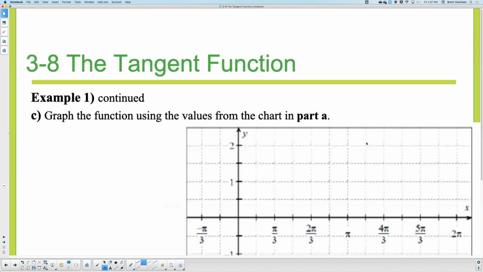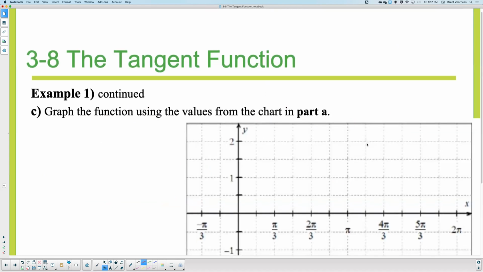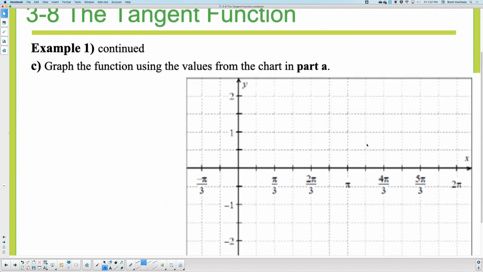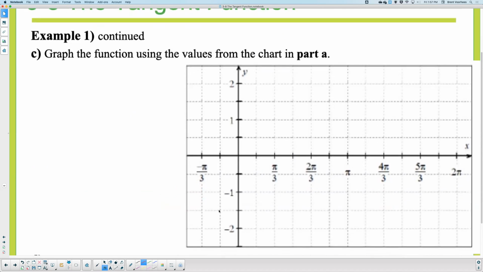So now let's look at part C here. Graph the function using the values in the chart from part A. Well, we had an asymptote. You know what? Let's first figure out what this is counting by. It's labeled here pi over 3, 2 pi over 3, 1 pi, 4 pi over 3, 5 pi over 3, 2 pi. But that's not what it's counting by. What is halfway from 0 to pi over 3? What is half of pi over 3? That's what this spot is right here. I'm going to erase this in a second. It's pi over 3 divided by 2. That is pi over 6. We are counting by pi over 6s.